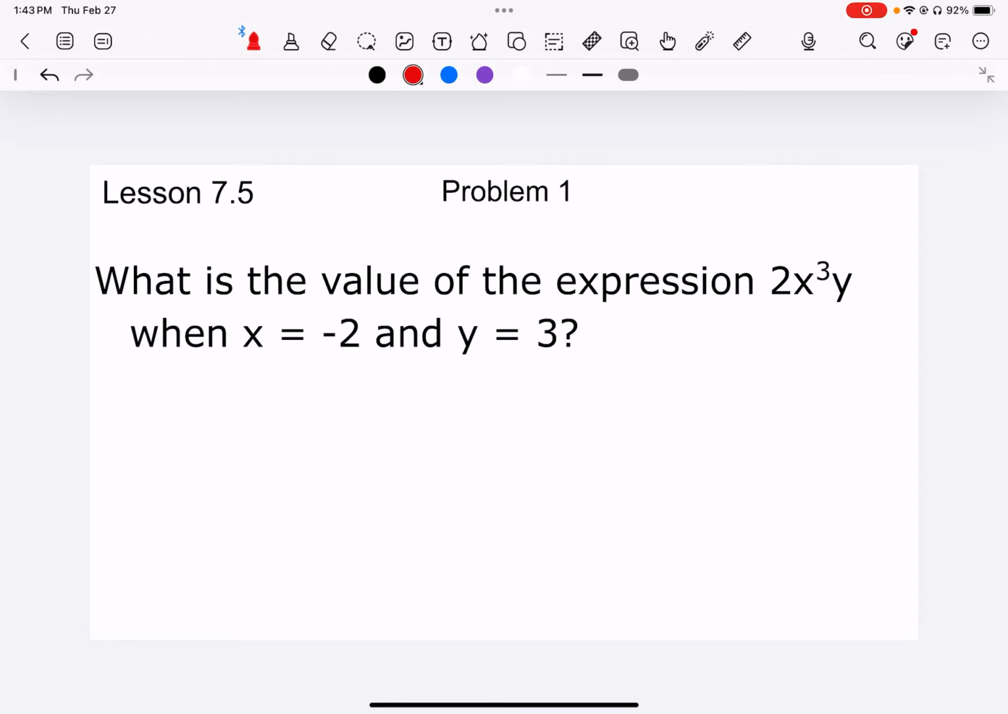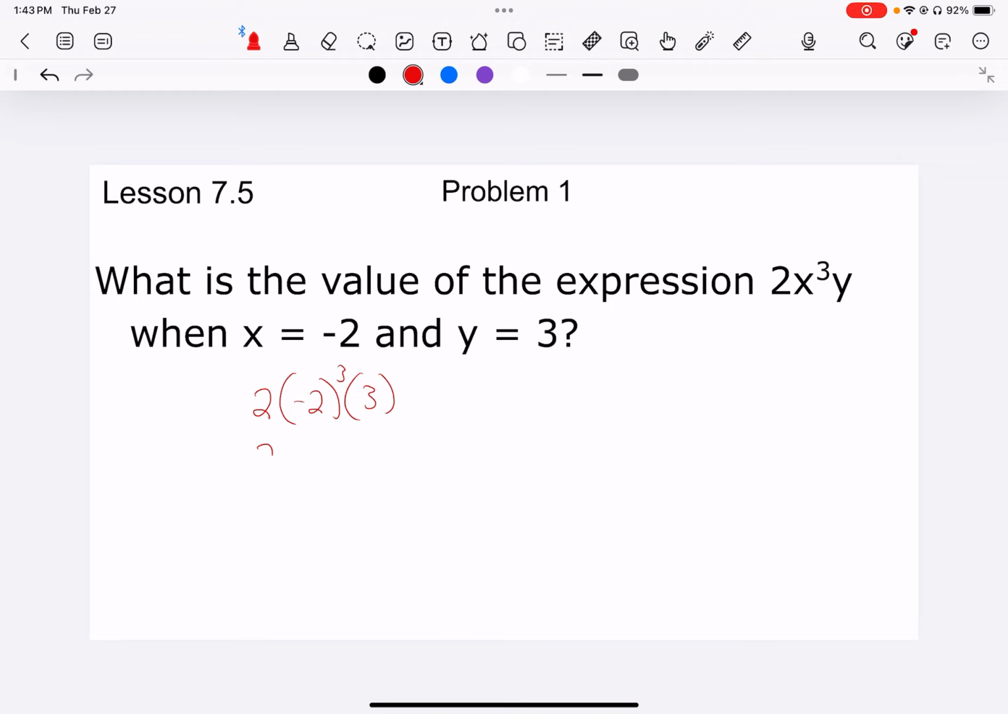This lesson is on evaluating expressions with exponents. You want to know the value of the expression 2x to the third y when x equals -2 and y equals 3. So I'm going to first substitute in my numbers for the variables. So I have 2 parentheses x, which is -2 to the third power, times y, which is 3.